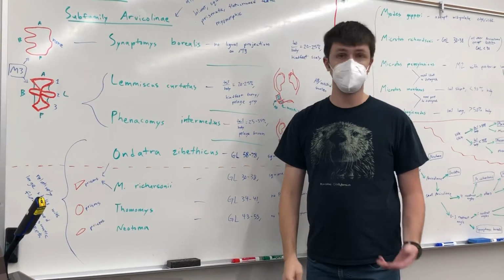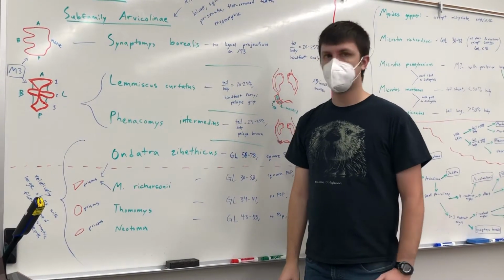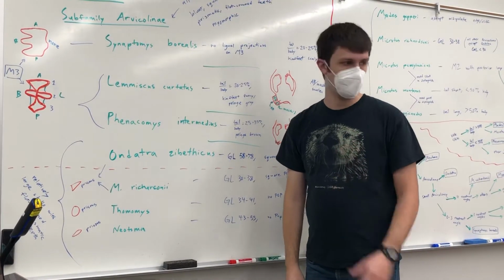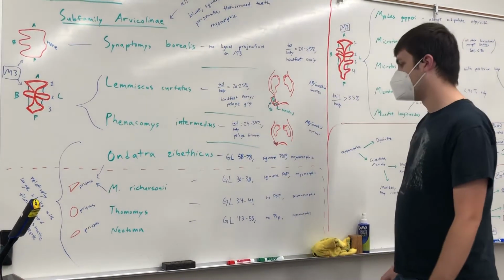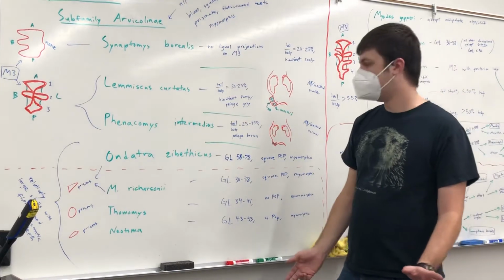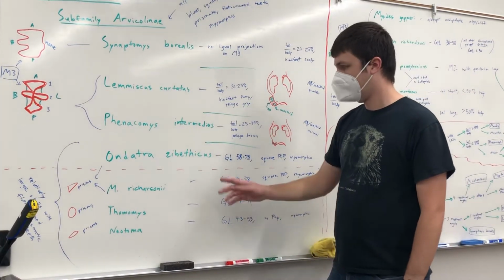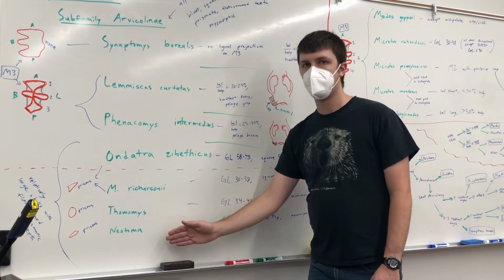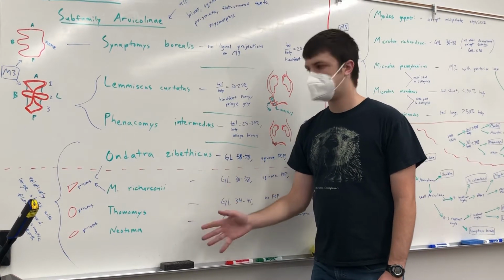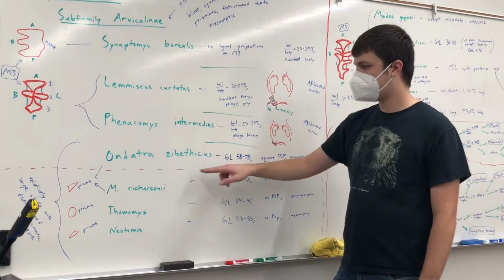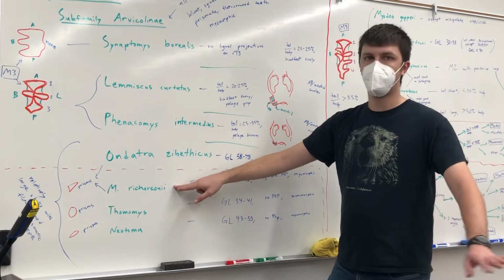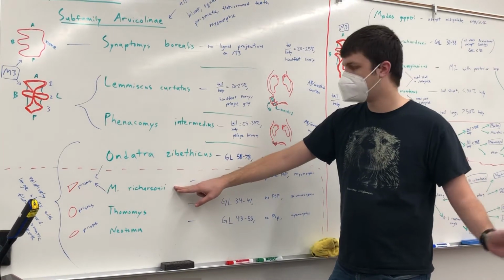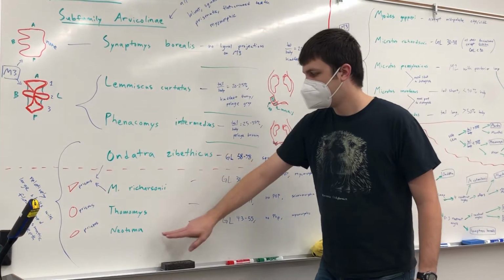If you get a skull that's reasonably large, like it doesn't look like a tiny vole skull, say it's over 30 millimeters long, then these are our 4 largish flat-crowned teeth species: Ondatra zibethicus, Microtus richardsoni, the water vole that I'll talk about later in another video, Thomomys talpoides, and Neotoma cinerea.